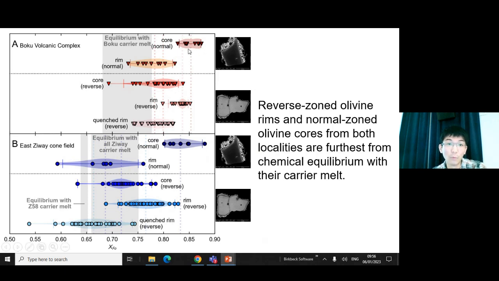Here we can see the normal zoned crystal cores and the reverse zoned crystal rims are both the furthest out of equilibrium with the carrier melts which brought them to the surface, with the rims of Boku normal crystals and also of Zway normal crystals, and the cores of the reverse crystals and the outermost part of those reverse crystals being most in equilibrium with the carrier melts that brought them to the surface. And that's kind of bizarre, actually. It's kind of weird thinking about how you've got a core which is in equilibrium with a melt, and there's this bit in between separating one from the other.